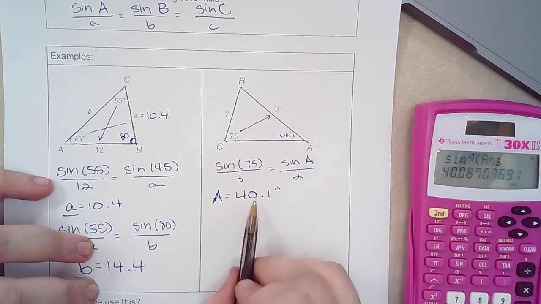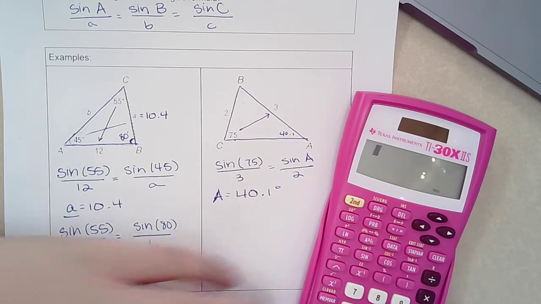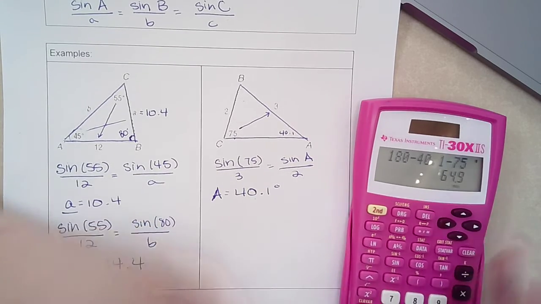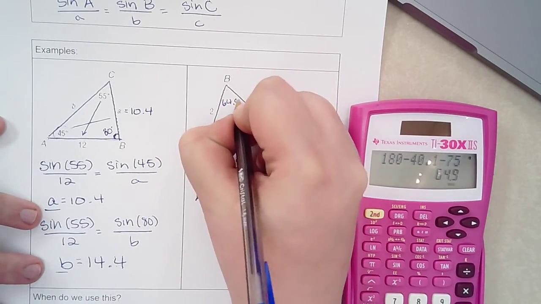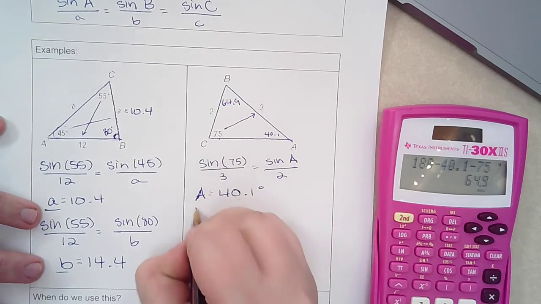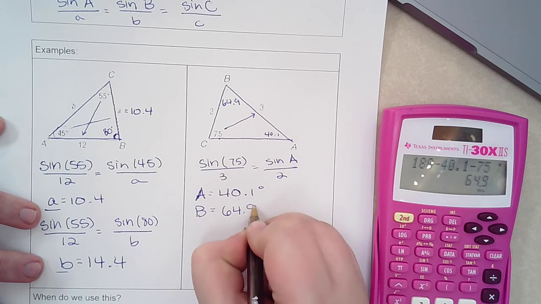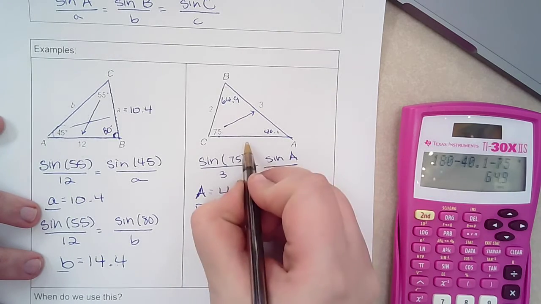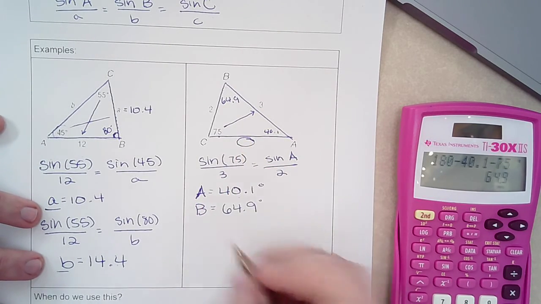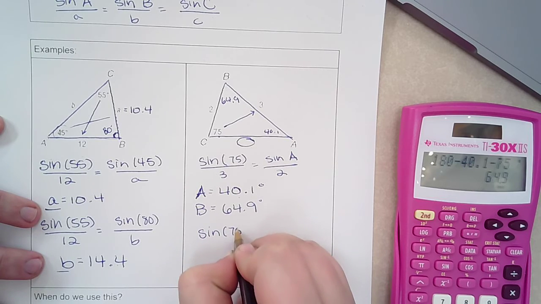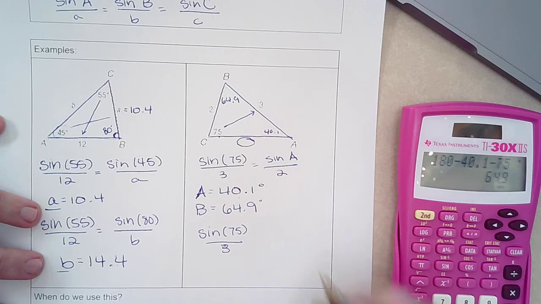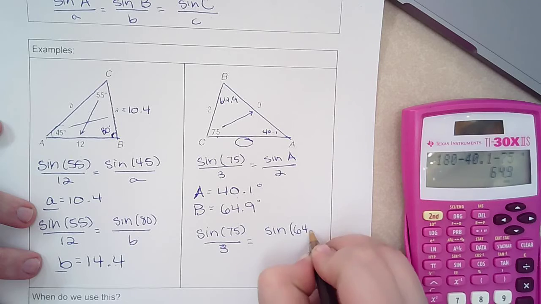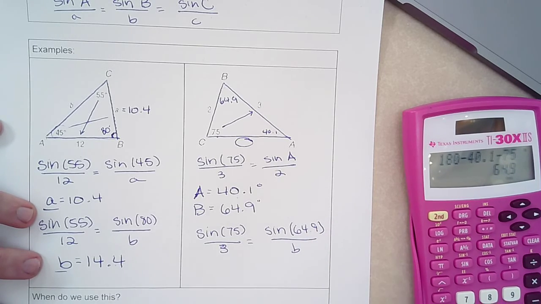But I don't need to do that again just to find this other angle. We do the same thing we did before: 180 minus 40.1 minus 75. We get 64.9. I'll write that down, B equals 64.9, just so we have a record of it. But I'm not quite finished. I have to do one more law of sines in order to find this side. So I'm going to set up my true pair again, sine of 75 over 3 equal to sine of what I just found, 64.9, which pairs with my unknown.